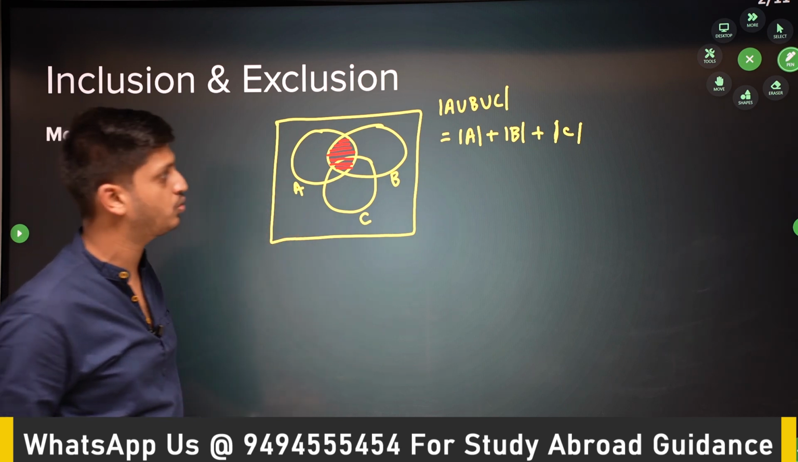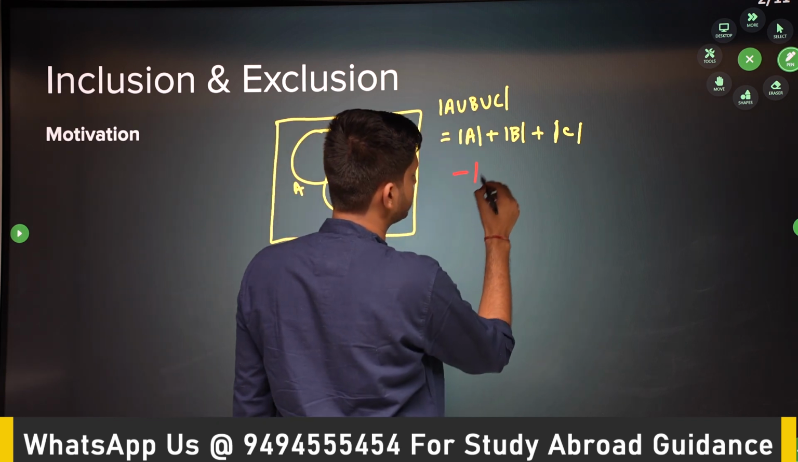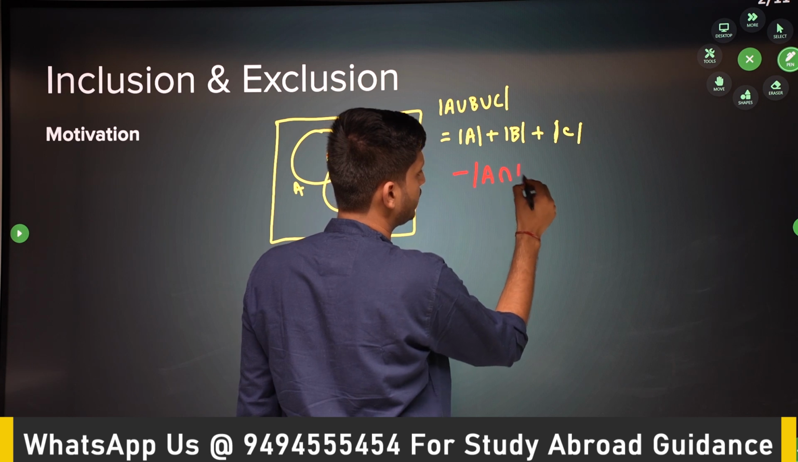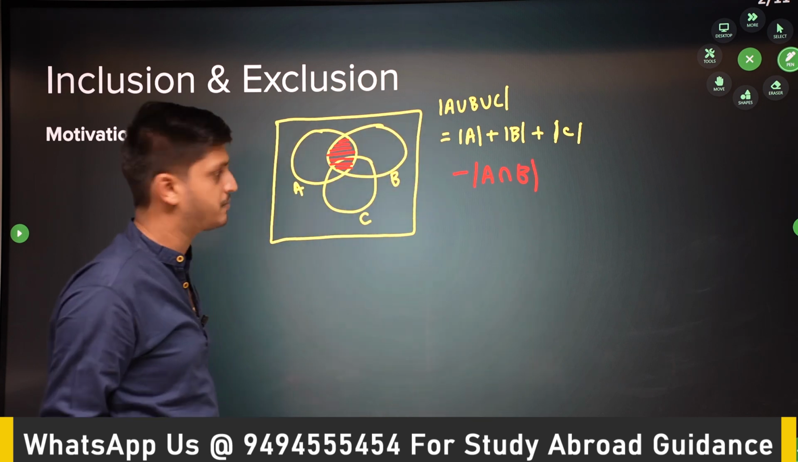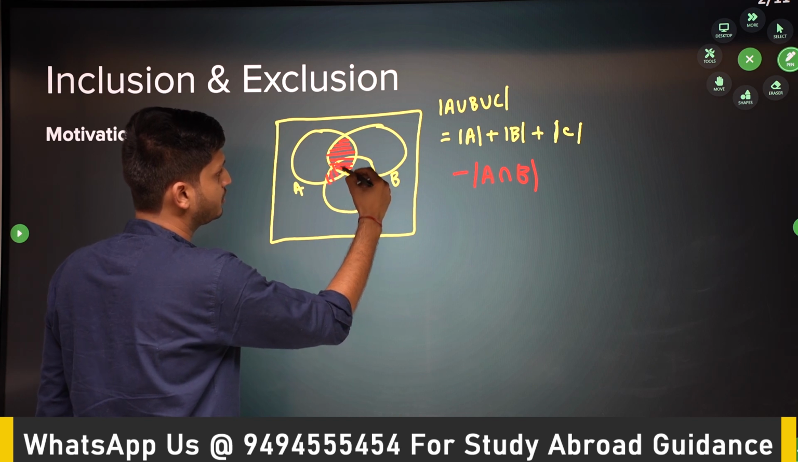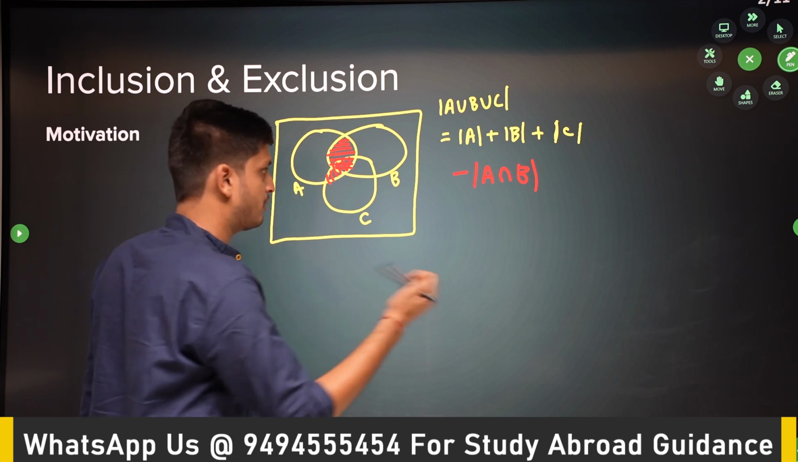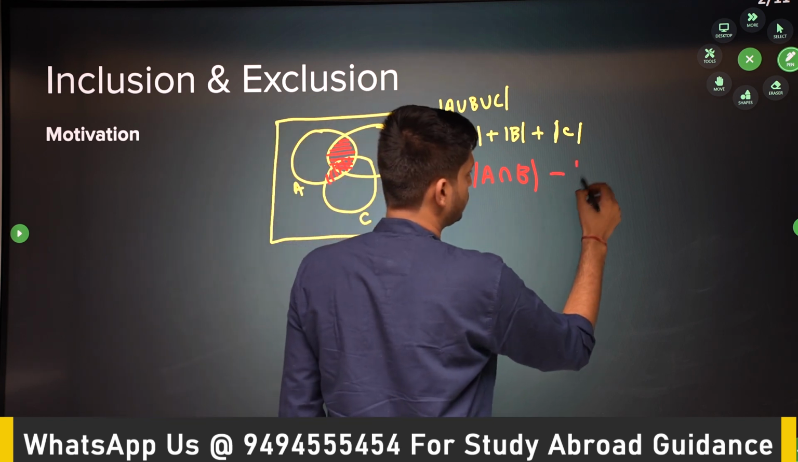So it is counted two times. So we have to subtract it once. The area which is in both A and B, since we counted it 2 times, we will subtract it once. Similarly, this particular area which is in both A and C is also counted 2 times, right? So we have to subtract that as well.